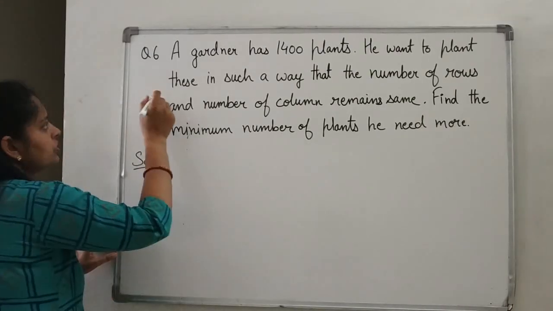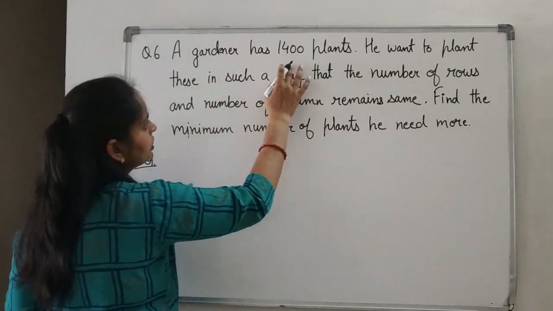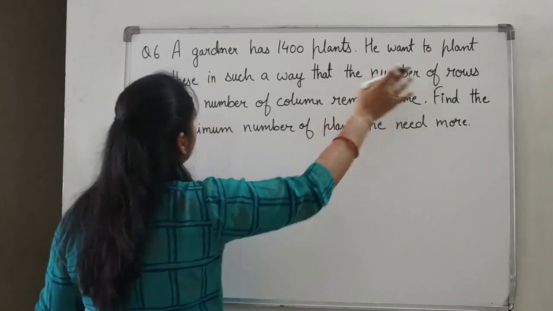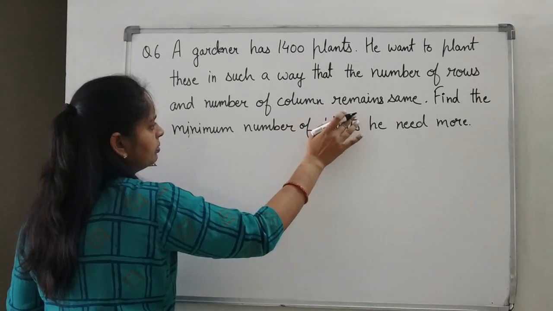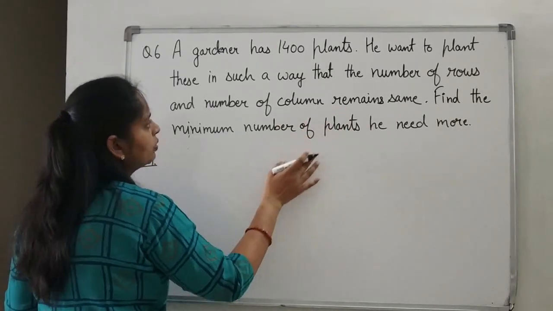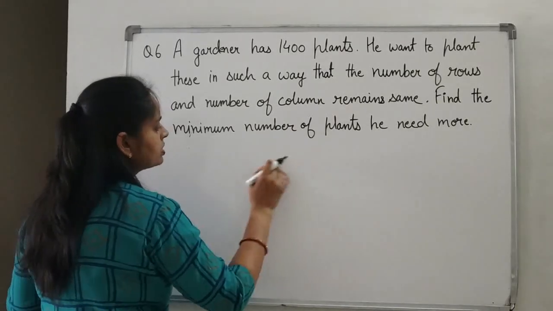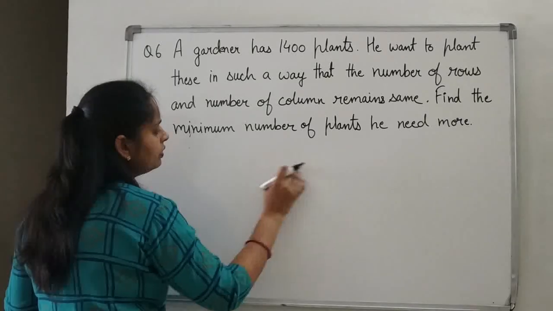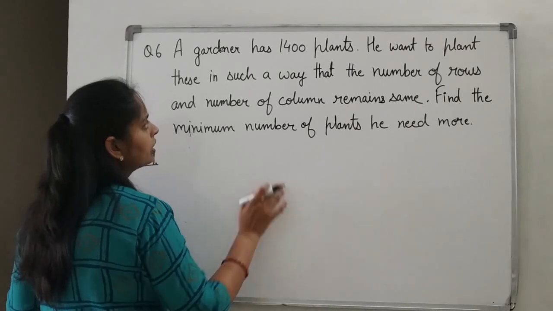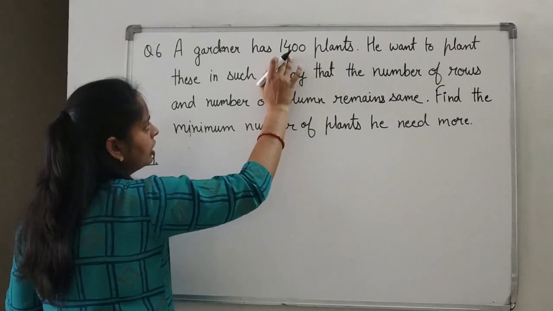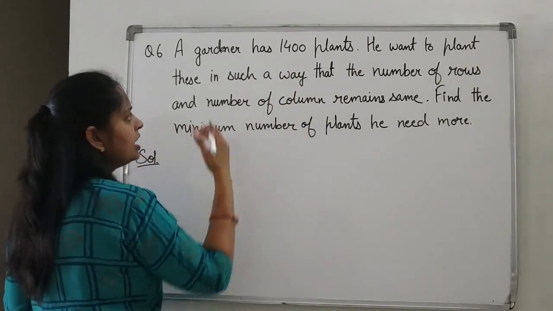Yes, now see this question. A gardener has 1400 plants. He wants to plant these in such a way that the number of rows and number of columns remain the same. Find the minimum number of plants he needs more. If the number of rows and columns remain the same, then the total number of plants will be a perfect square number. For making the perfect square number, he needs some more plants, meaning this is not a perfect square number. We need to add something in this.